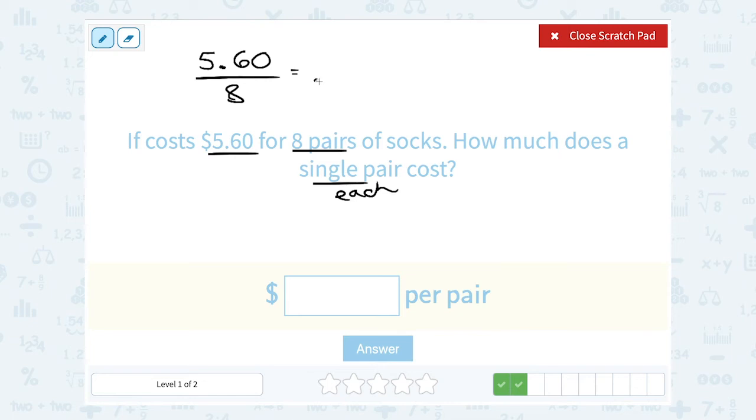Okay, and that gives us 0.7, but remember, we're talking about money. So 0.7 would be 70 cents, right? If there's nothing in front of our decimal, it's a 0, 0.7, and then you can always fill in a 0 after. So 70 cents per pair of socks.